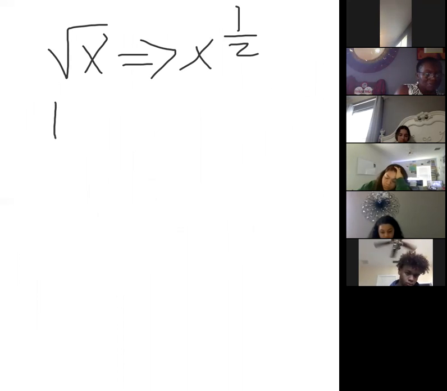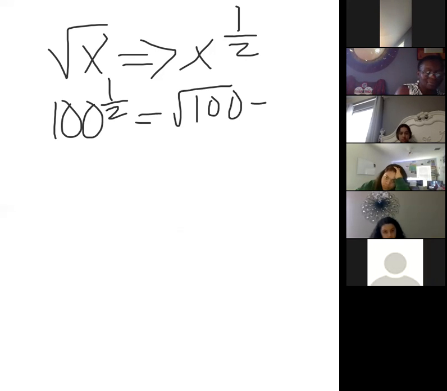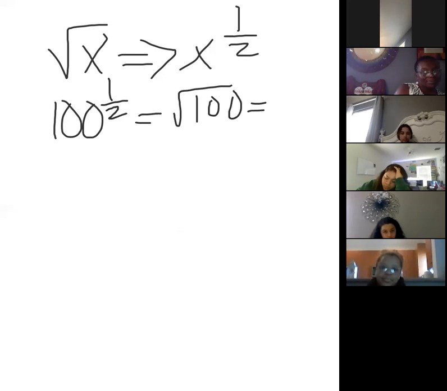So if I were to give you 100 to the 1/2 power, this is not asking for half of 100 and you get 50. No, it's asking for the square root of 100. And so the square root of 100 would be what, guys? 10. So that would be 10.